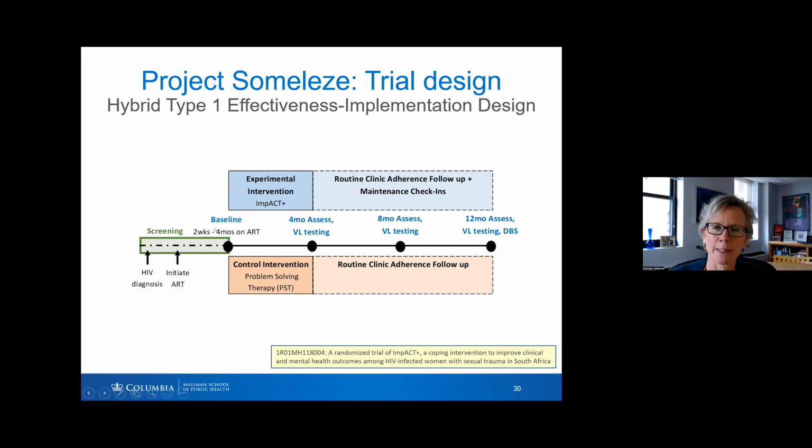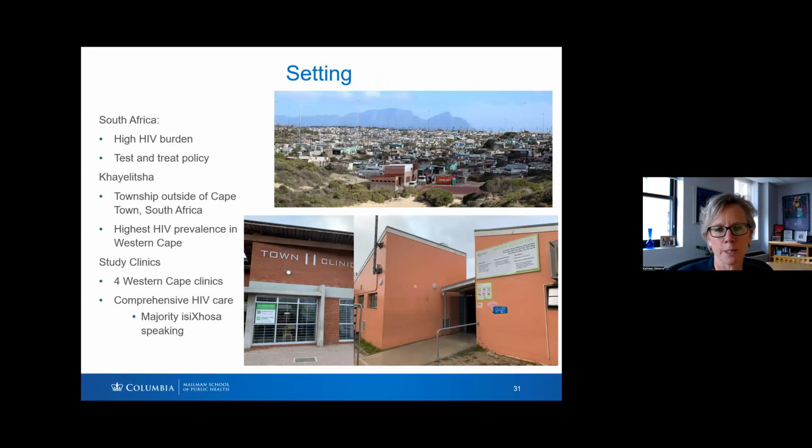So what happens, and I'll give you a little bit more detail, is that all women who are initiating ART are referred to us. I'll talk to you more about the clinic-level factors in this type of intervention. They're randomized to Impact Plus or problem solving therapy, with baselines before, and then assessed every 4 months for a year, with self-report mental health and some behavioral measures as well. Blood is taken at each assessment point to take dried blood spots and do the viral load testing. So just a little bit about the study.